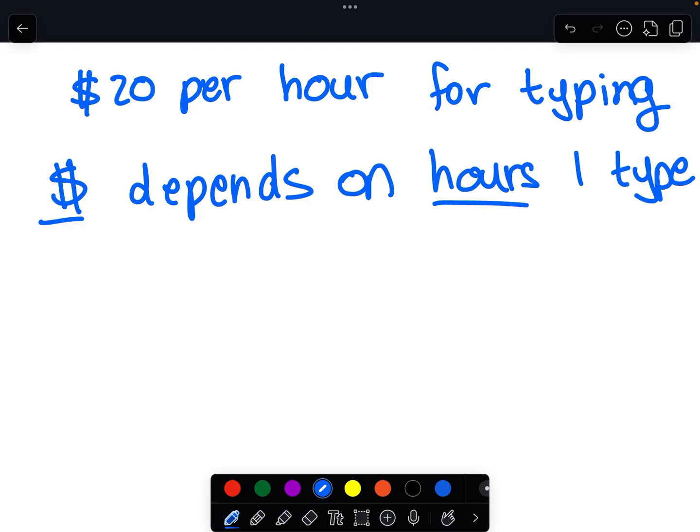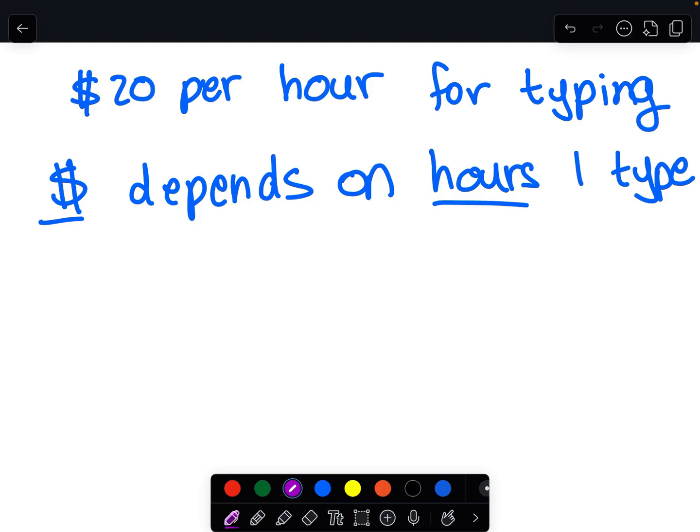And if you're not sure about what depends on what, you can always flip it around. Does money depend on hours I type, or does the number of hours I type depend on the money? And then it'll usually make sense to you. Now, my students, we don't have them determine what depends on what, but I think it's helpful in math to just understand that conceptually.